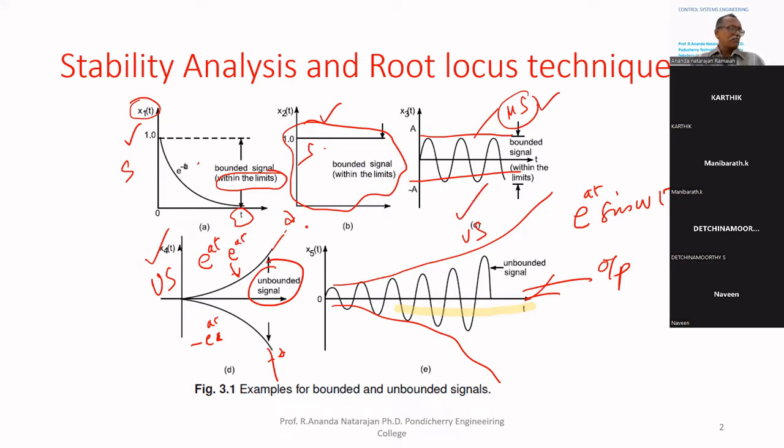Our system itself is unstable, that's why it gives unstable output. In other words, the system is unstable, that's why it gives unbounded output. We must say it like that: unbounded. It is not a bounded signal. An unstable system gives unbounded output.